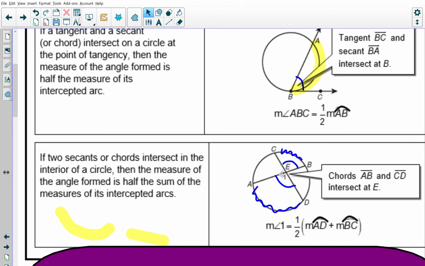We continued and talked about what happens when two secants or chords, as you see here, AB and CD, intersect at a point that's not the center. Obviously, if it's the center, then they're both diameters, and we already know how to handle that situation. Here's when they intersect at a point that's not the center.